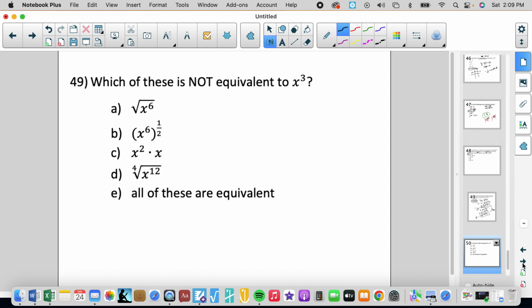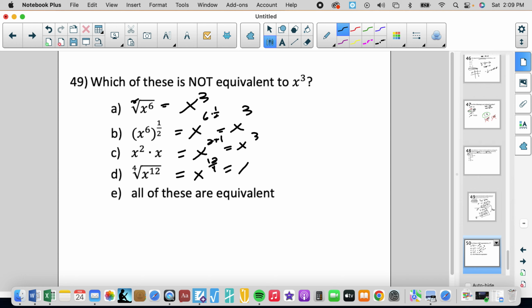That's another good question. Which of these is not equivalent? Remember that's squared, so we're just going to 6 over 2, which is x to the third. That's x to the 6 times 1/2, which equals x to the third. This is x to the 2 plus 1, which is x to the 3rd. And this is x to the 12 over 4, which equals x to the 3rd. So your answer is E, all of the above.